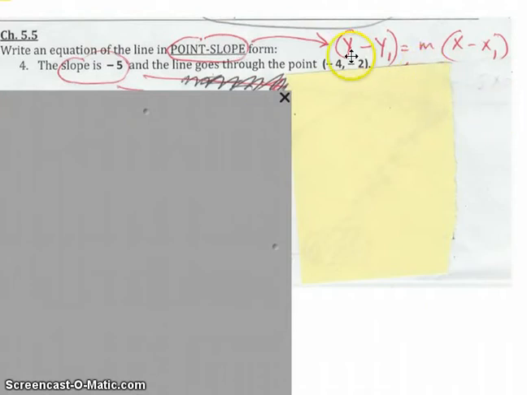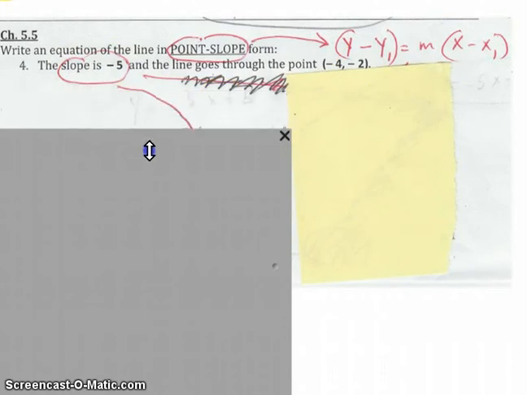So just to remind you, point-slope form says y minus y1 is equal to m, that's still slope, times x minus x1. So point-slope form is really easy if they give you a slope and they give you 1 point, because you just plug those two things in. Well, this time they did. There's the slope, and there's 1 point. So let's get going on plugging them in.